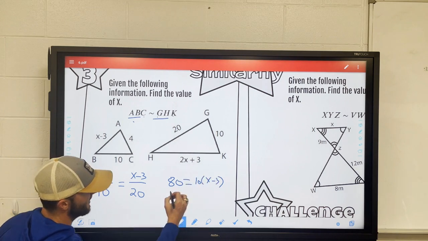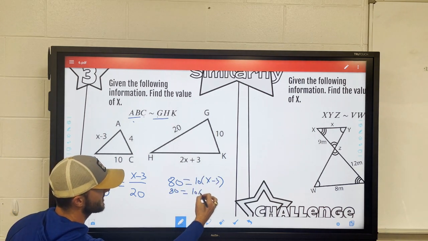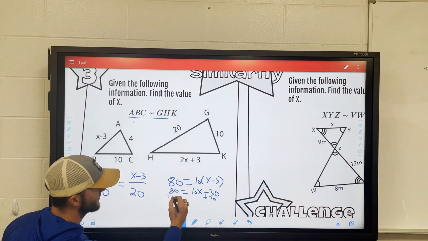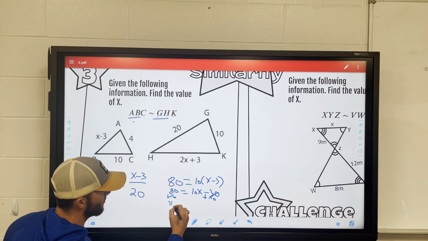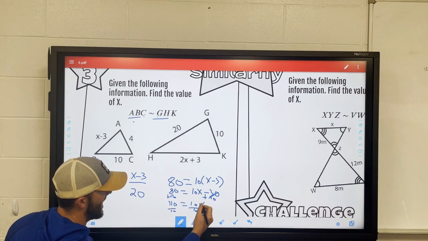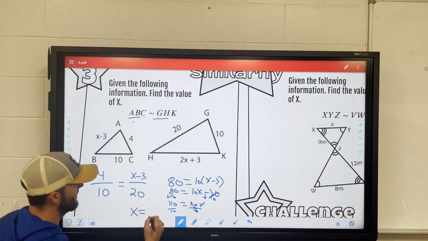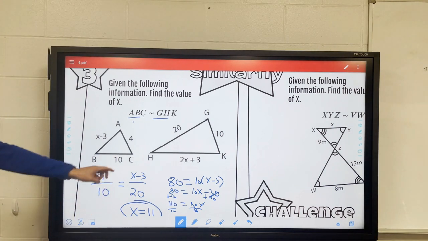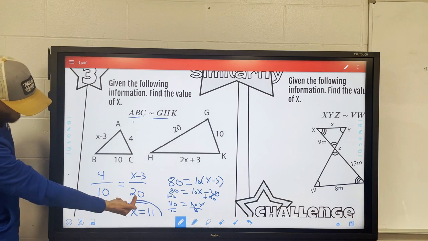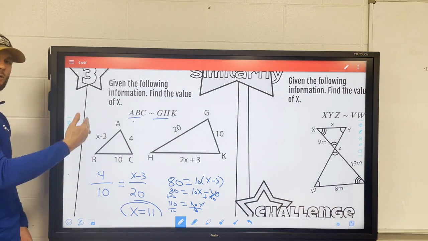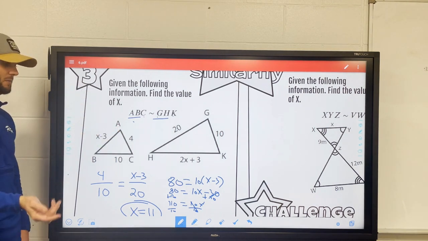I'm going to distribute my 10, so I get 80 equals 10X minus 30. I'm going to add 30 on both sides, which gives me 110. And I'm going to divide by 10 on both sides. So X is going to be 11. If I plug 11 in there, that gives me the value of X, which in return gives me 8. Because 10 times 2 would give you 20, and 4 times 2 would give you 8. So X minus 3, add 3 on both sides, would give you 11.